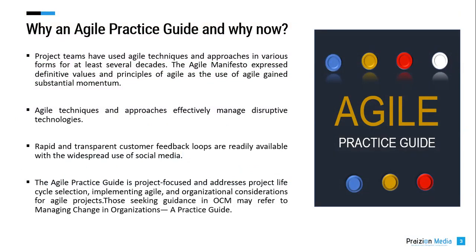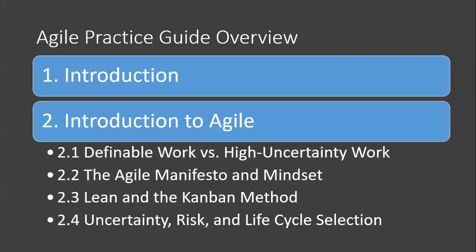It has given people a lot of definition and understanding of Agile. It has also enabled them to see the various pieces in what we call the Agile umbrella and understand what Agile is at a more detailed level. So I am going to rapidly walk you through what this contains. One, an introduction to why this book in the first place. Two, an introduction to Agile, definable work versus high uncertainty work. This is where we look at the Stacey complexity model and the continuum of life cycles.